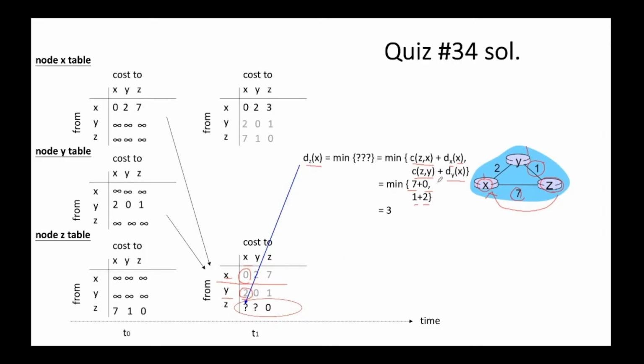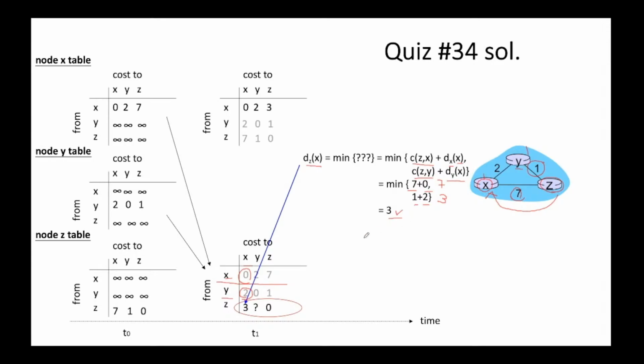So going through x, we get a path with cost 7. Going through y, we get a path with cost only 3. Therefore, 3 wins. So you see here, to go from z to x, the shortest path distance is 3. And the next hop is obviously y.